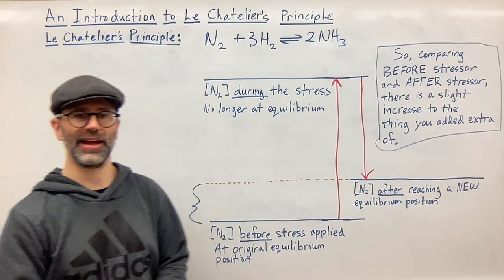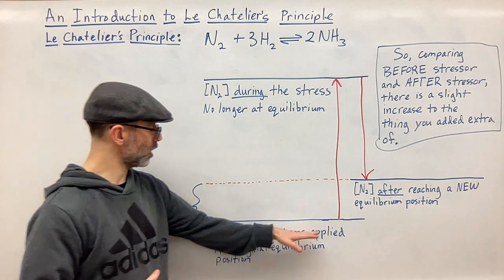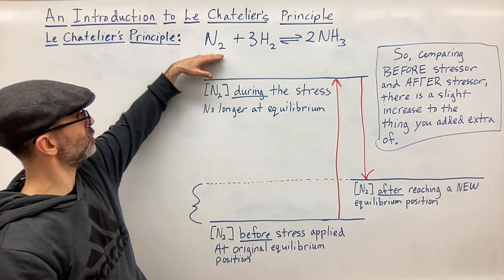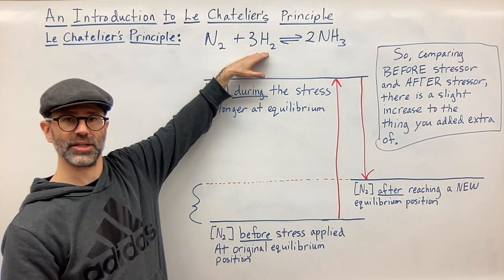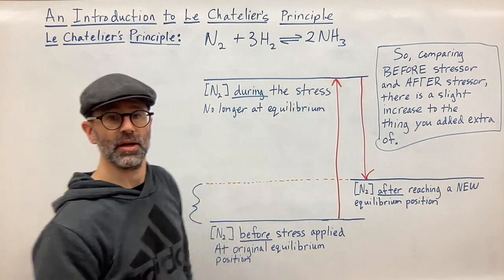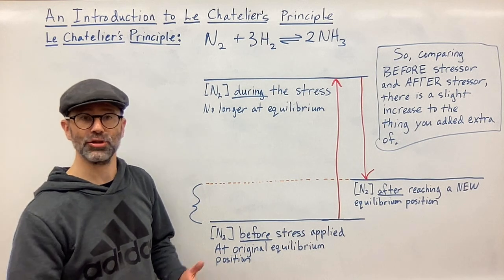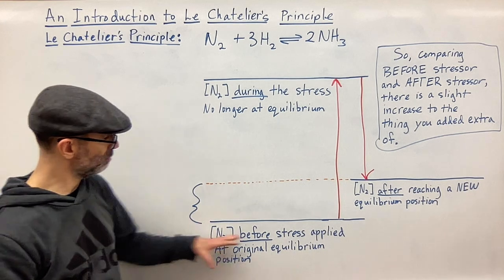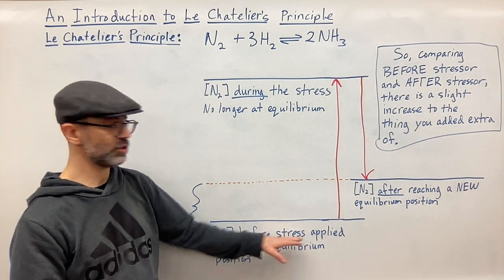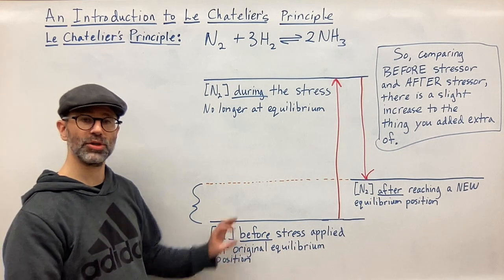Okay, here is a diagram of what I was trying to explain. Here's our system. Here's our reaction that we've seen before. I have N2 reacting with 3H2, and that's going to be in equilibrium with 2NH3, ammonia. So what happens when I add more N2 to my system? Here we are at this level. This is the concentration of N2 before the stress is applied, and we're at the original equilibrium position. This is where we're starting.